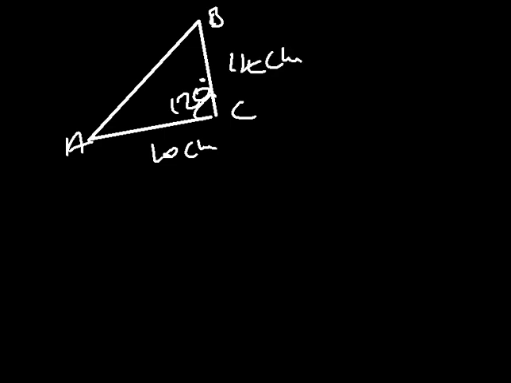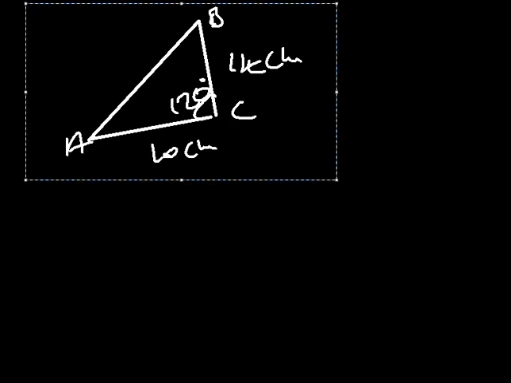Let's say this is the triangle ABC, and this angle is 120 degrees, and this side is 10 centimeters, and let's say this side is given as 14 centimeters. So we should find the area of the triangle and everything which is missing. So how should you have that? And try to express that.